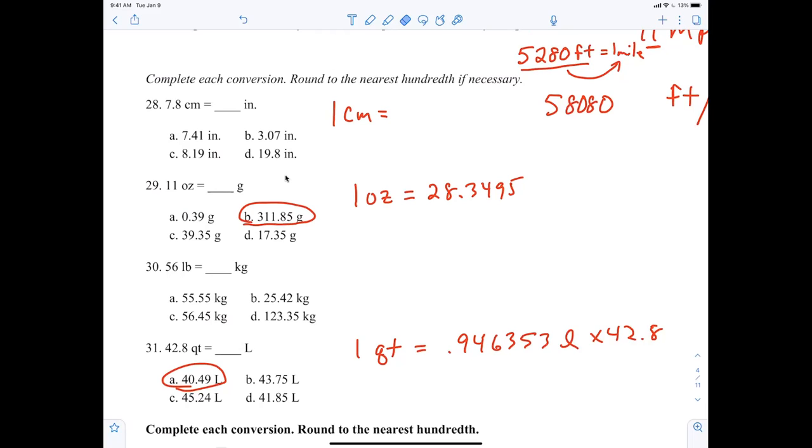0.393701. So now what do I do with that? Times 7.8. Yes, multiply by 7.8, which is 3.07. Anybody else get 3.07? Good. Okay, I'm happy with that.